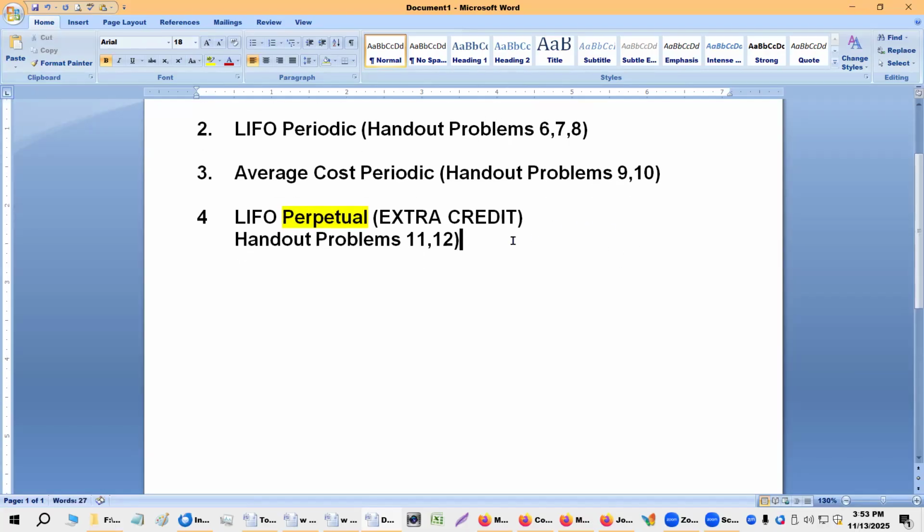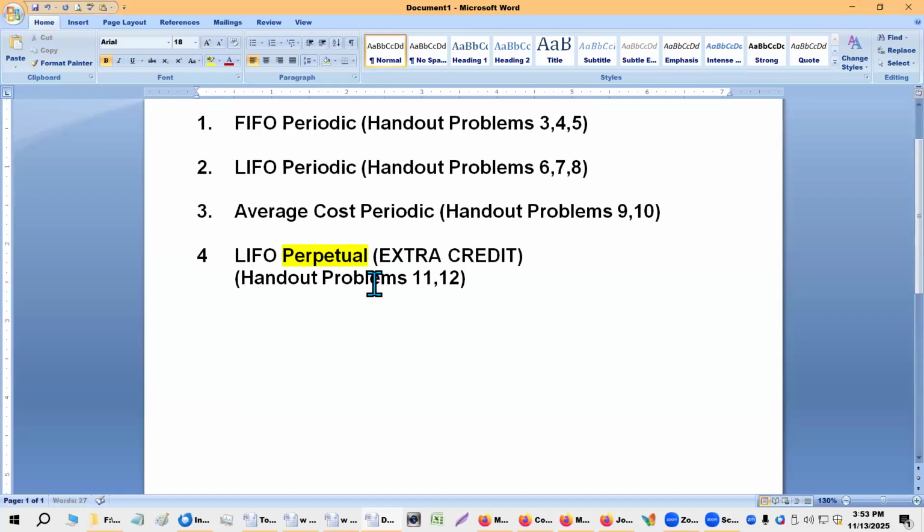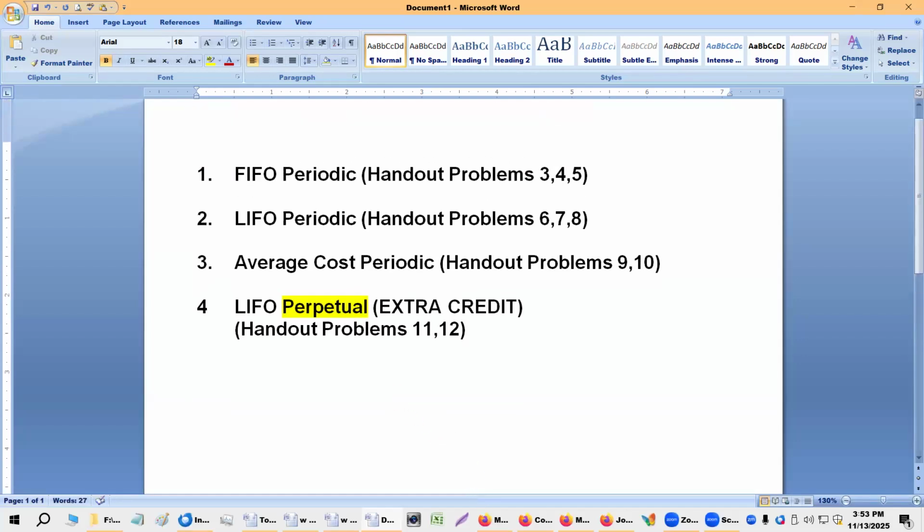And by the way, extra credit, you can't lose any points on that. And if you try it, you're going to get some points. So this is, I should say, handout one, probably. I should put that in there.